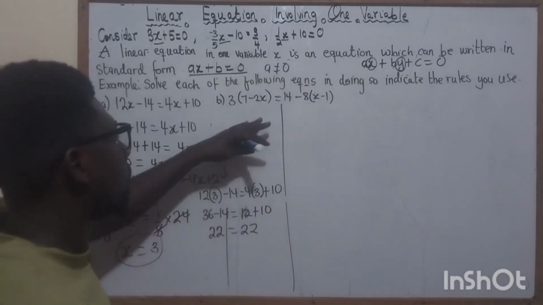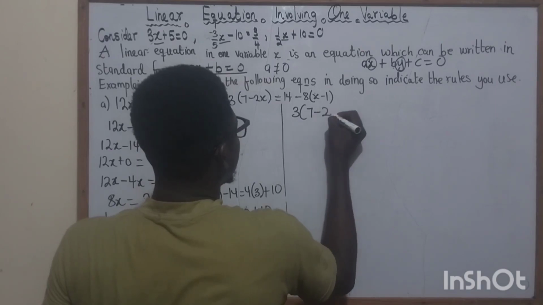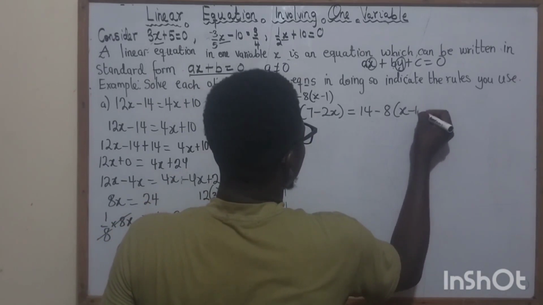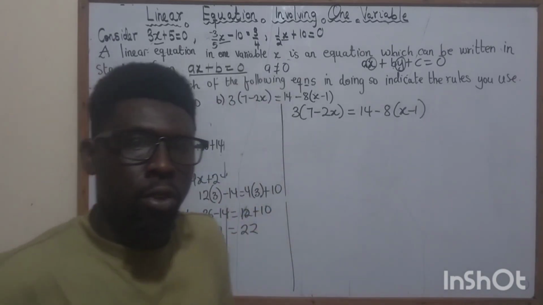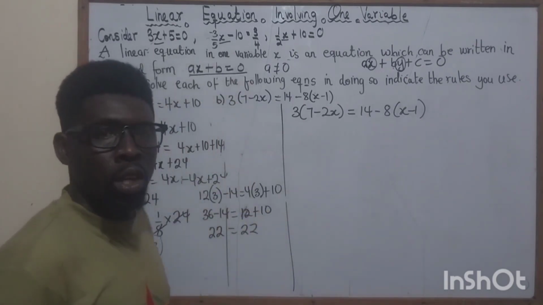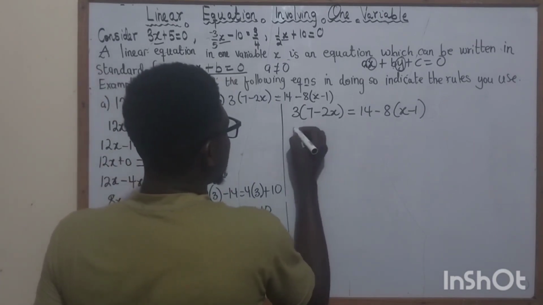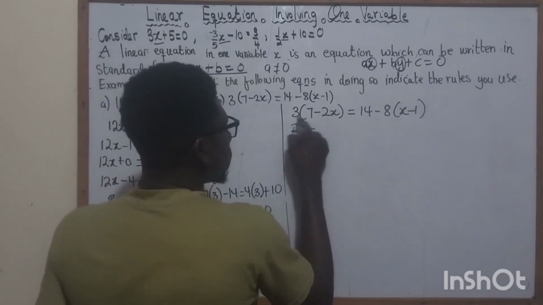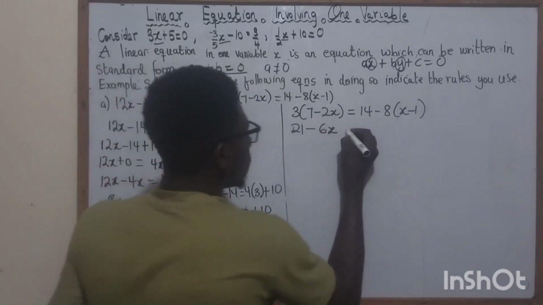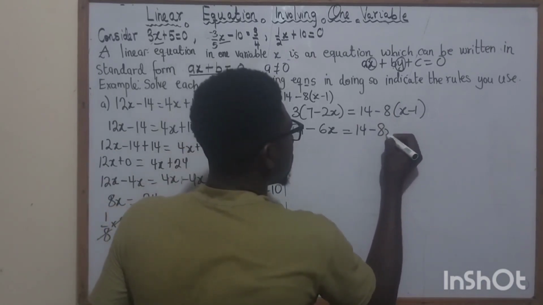Now, let's go to B. B says we have 3 times 7 minus 2x equals 14 minus 8 times x minus 1. All right, we are solving for x. First of all, let's remove the parentheses using the distributive property rule. So we have 3 times 7 giving us 21, minus 3 times 2x giving us negative 6x. We continue to the other side of the equation. Negative 8 will give us this.